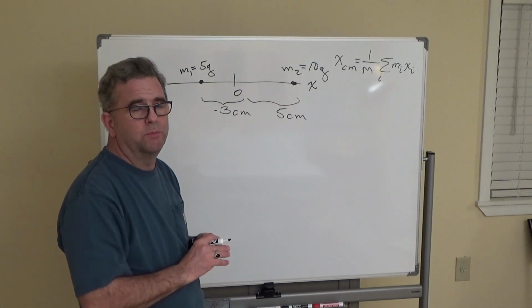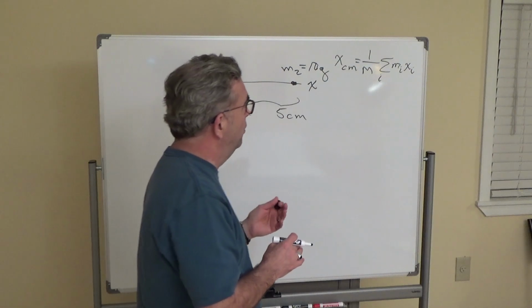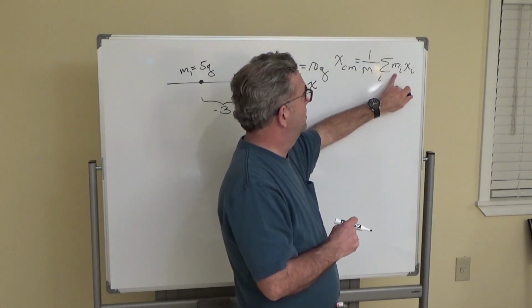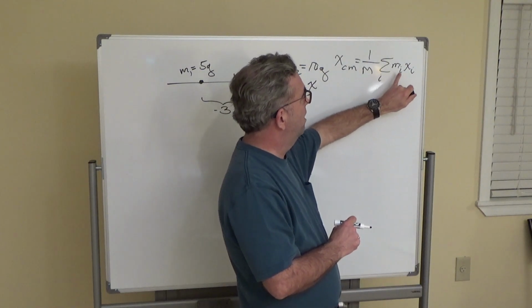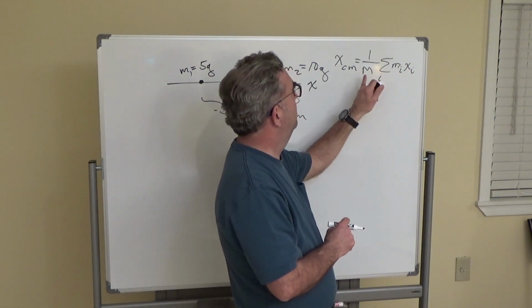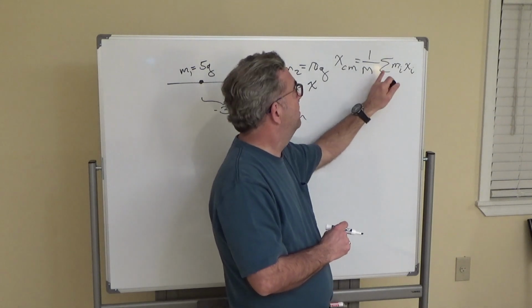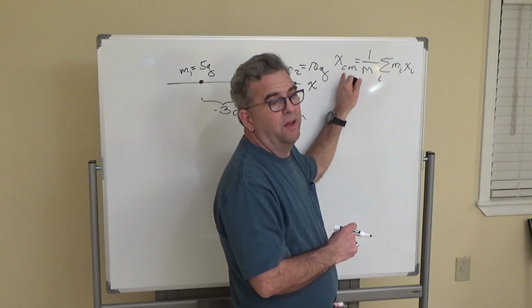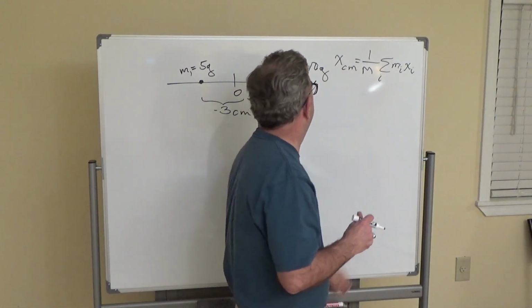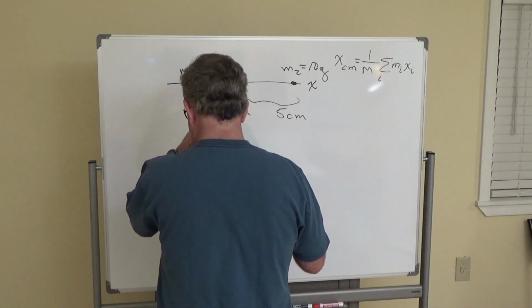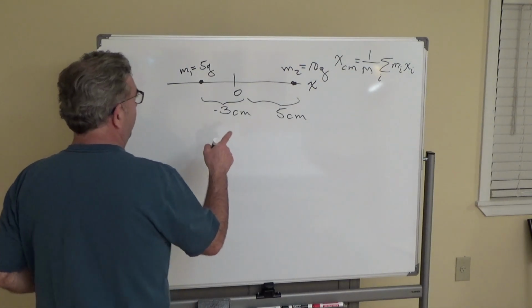Now let's think about units. If we keep it in grams and centimeters, this has units of grams centimeters. We're going to divide out grams, and that's going to give us an x center of mass in centimeters, okay? So let us do that now. I want to calculate the center of mass.